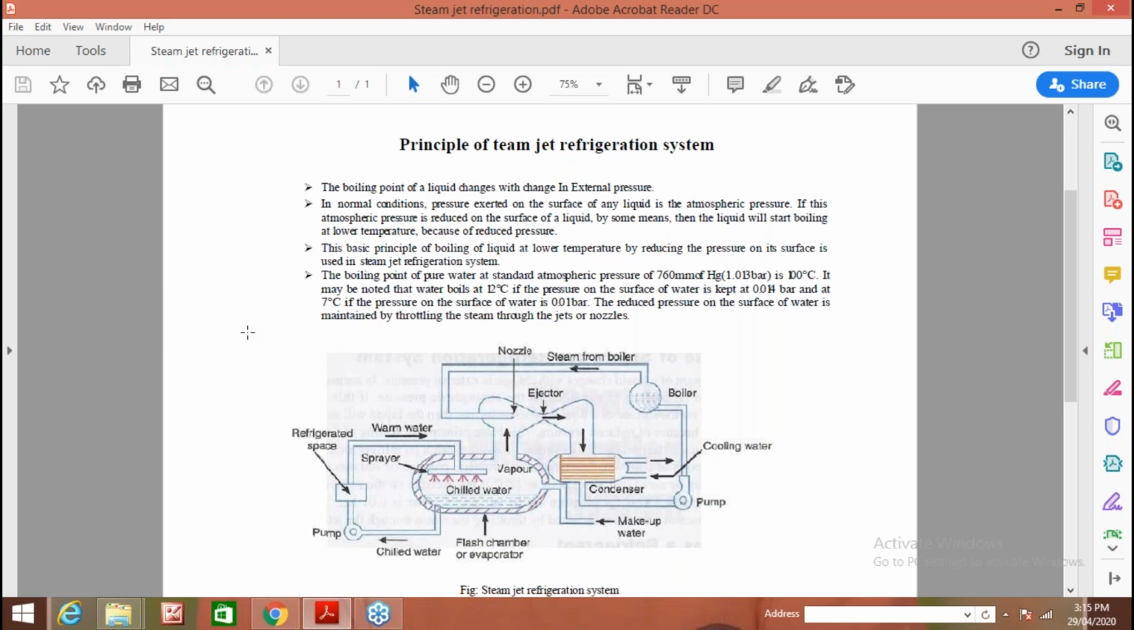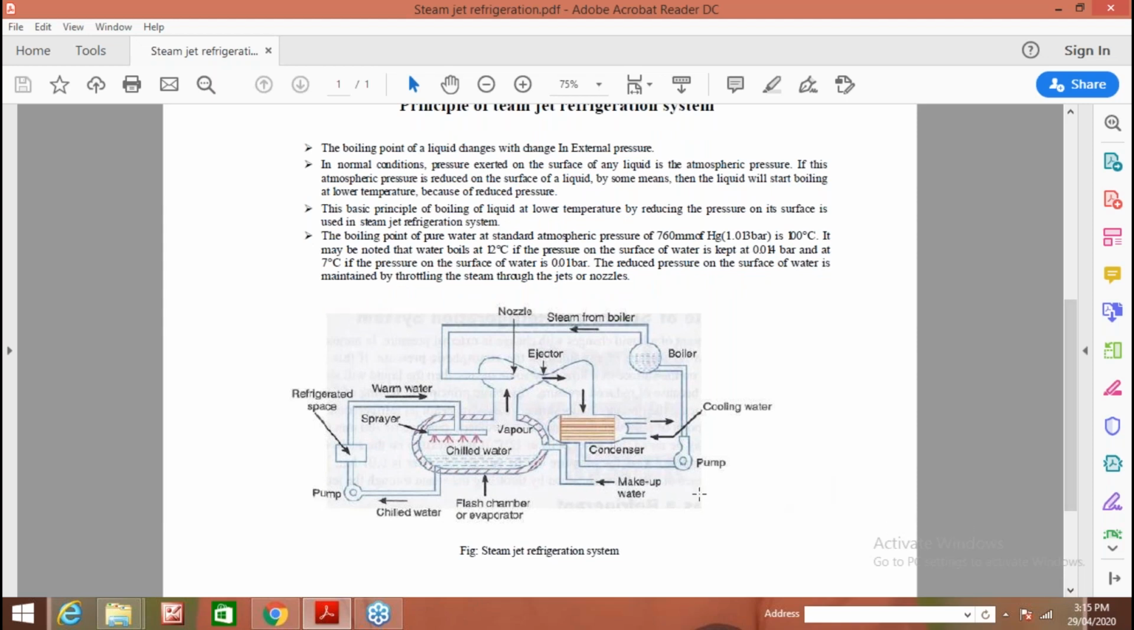This is the basic principle of working of steam jet refrigeration system, because a steam jet refrigeration system uses water as refrigerant. This is the schematic diagram of a steam jet refrigeration system. The main components are the flash chamber or evaporator, the ejector, and the condenser.